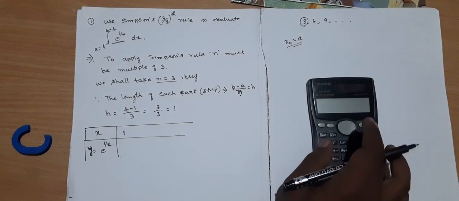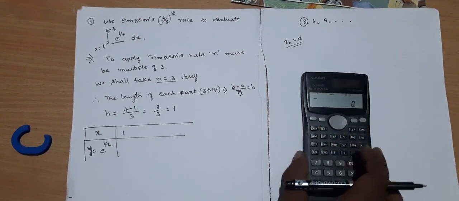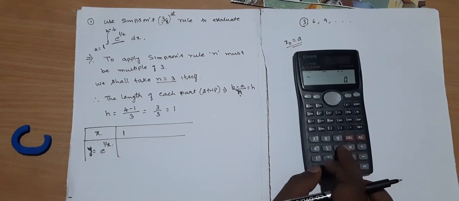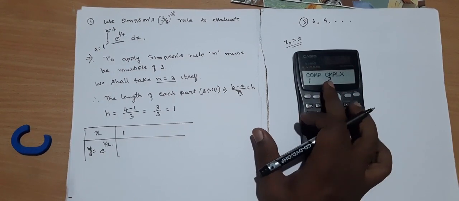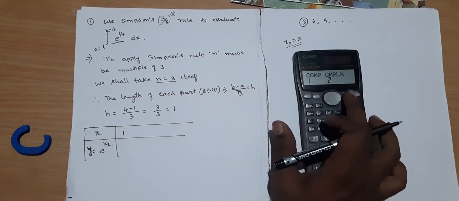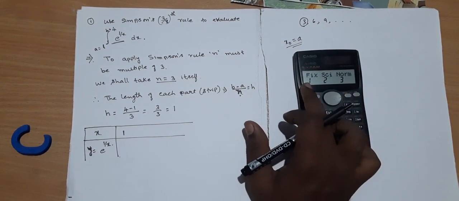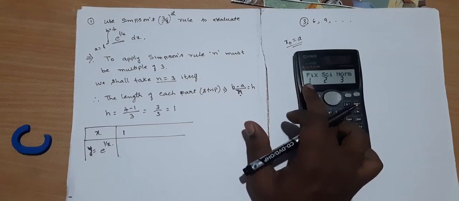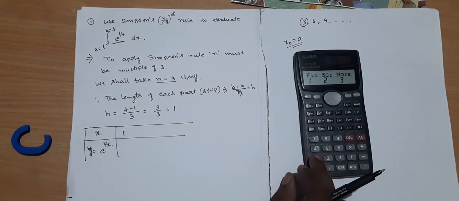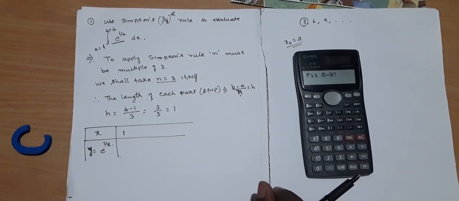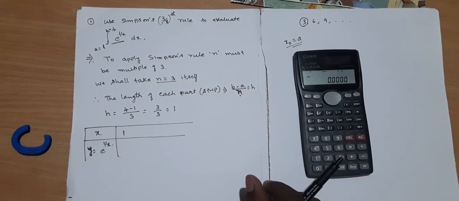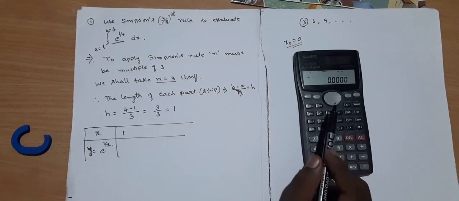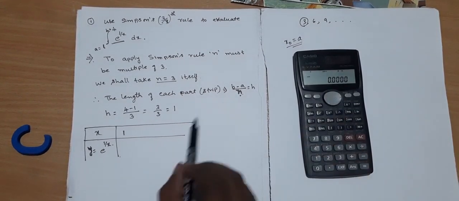I'll fix the decimal points. How to fix the decimal points in the calculator: go to the mode option, and again the mode option, again the mode option, until you get the Fix option. Fix option is 1, so I'll press 1. How many decimal points? Keep it to 4 decimal points. Then answers will be given in 4 decimal points only.